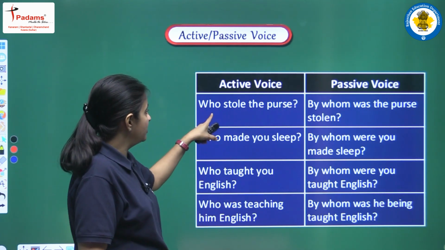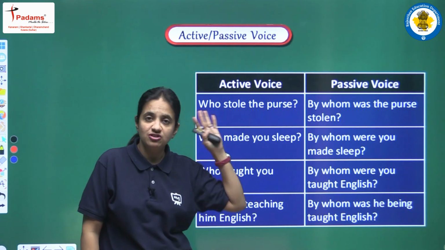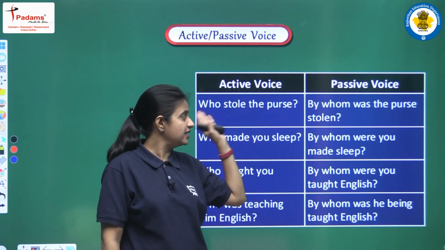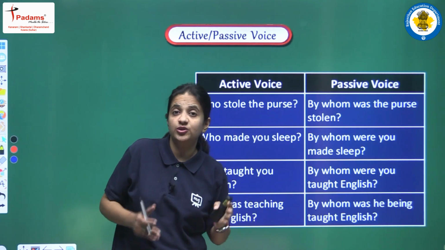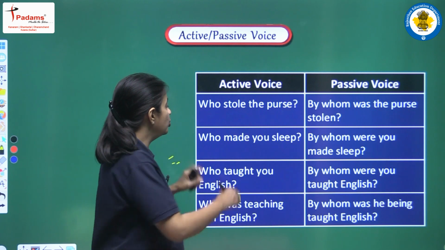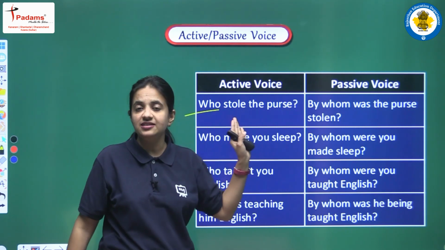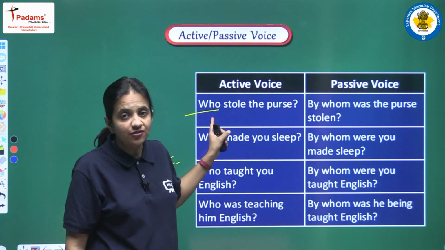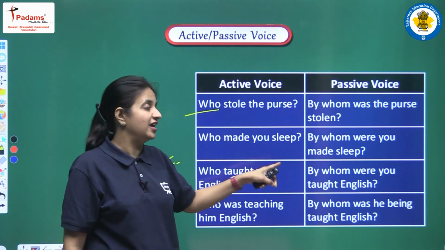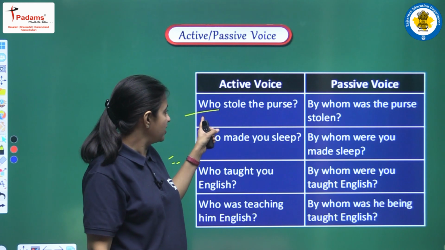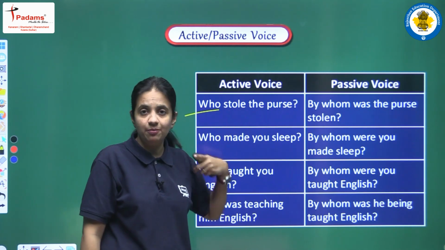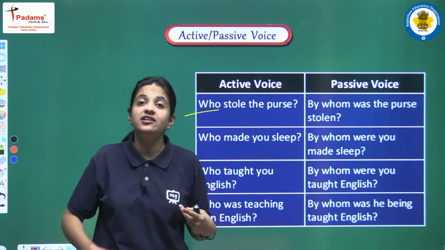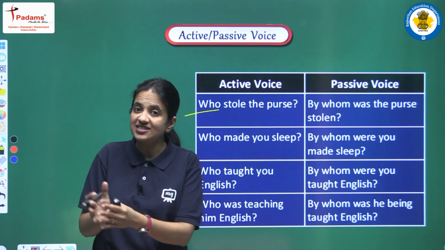The first example is: Who stole the purse? So students, read this sentence carefully and you will notice that when we have "who", obviously in the sentence there is no subject. Why is there no subject? Because the answer to this question is the subject. Now read one more time. The sentence is "Who stole the purse?", and now suppose I say that Ramesh stole the purse, so Ramesh is the subject.